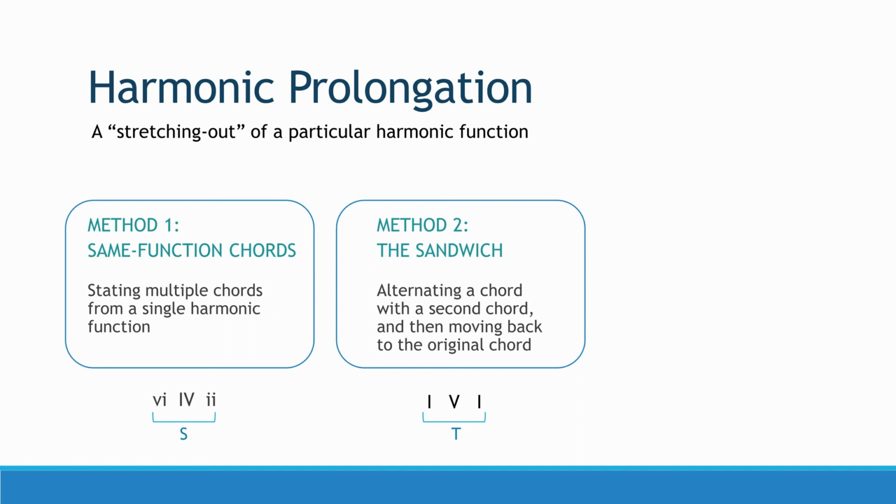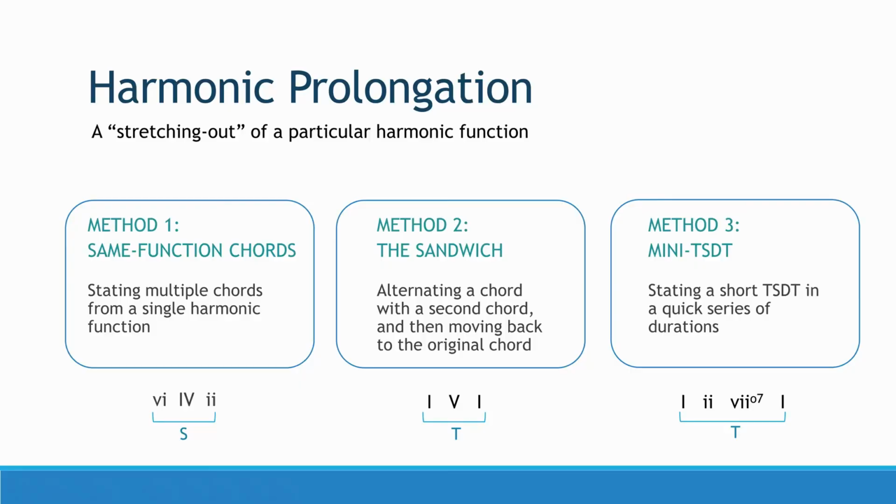So you can see my example here, 1 moving to 5 and then back to 1. Because 1 is on the front and the end of that thing, we're going to overall hear that as a zone of tonic, even though we have this temporary 5 that's happening in the middle. And we can sandwich all sorts of things. So we can do a 1-4-1, for example, a 1-7-1.